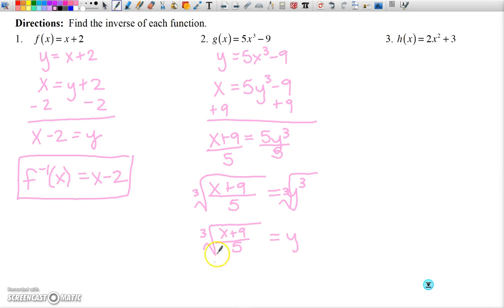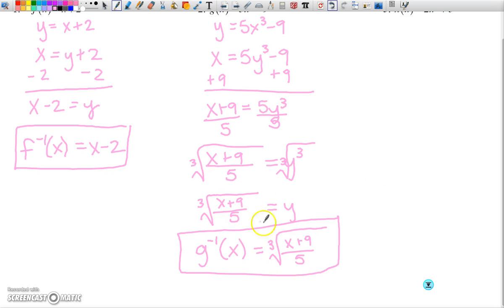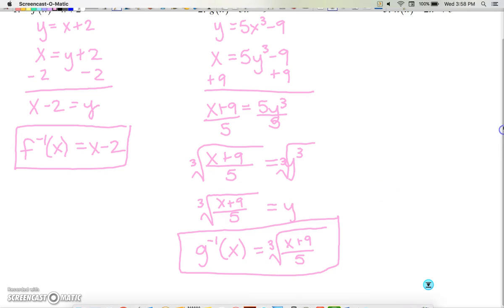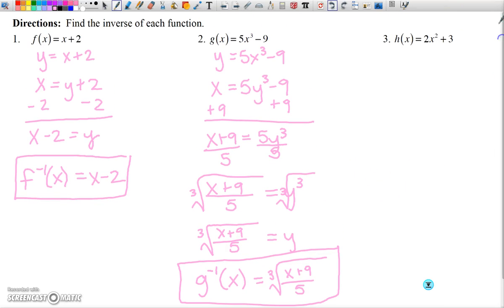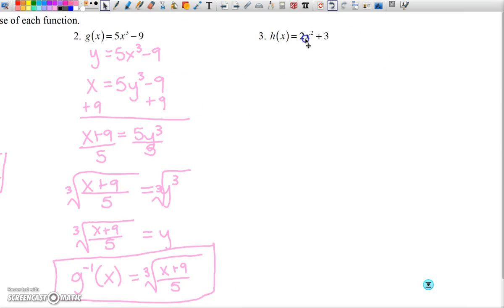And remember, you always want to write your inverse notation, so I'm going to write g inverse. That's supposed to be a negative. I guess it kind of didn't really come out that great. Negative 1, there we go, of x equals the cubed root of x plus 9 over 5. And that would be your answer for this one. All right, so now let me go ahead and scroll back up here. There we go. And shift over to number 3 since I was out of room.